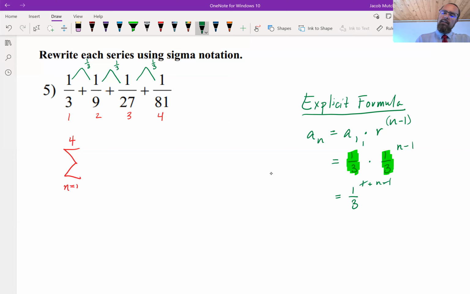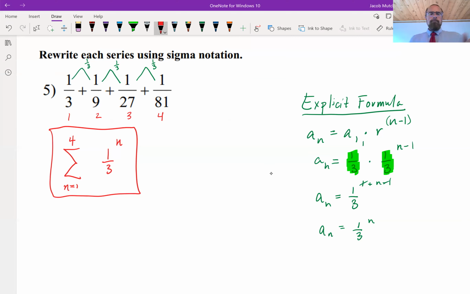And we're going to get that our a sub n term, our nth term, is 1/3 to the power of n. And that, again, is what I want to input here to describe my nth term here in the sigma notation. So those examples, we just have a series and we want to write sigma notation to represent the series.